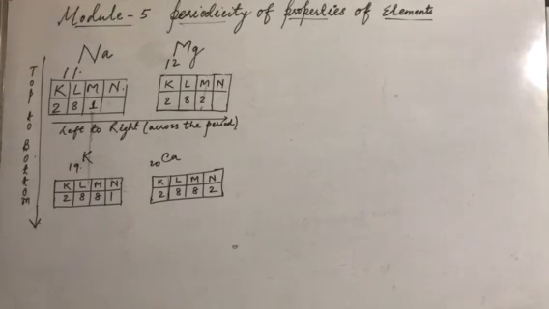In the previous module we discussed the properties called valency and atomic size. I think I have also done metallic character. First of all, before I move to that, recapitulation is very important.